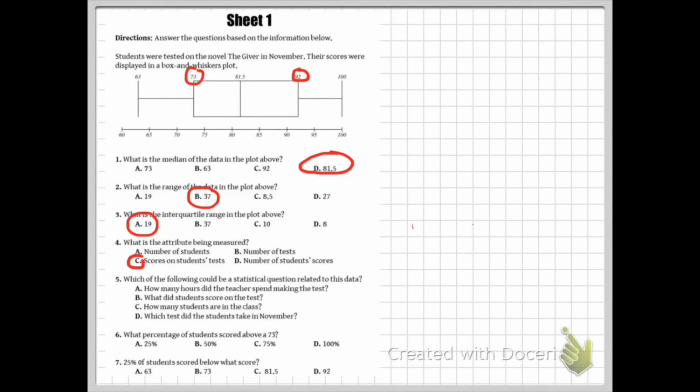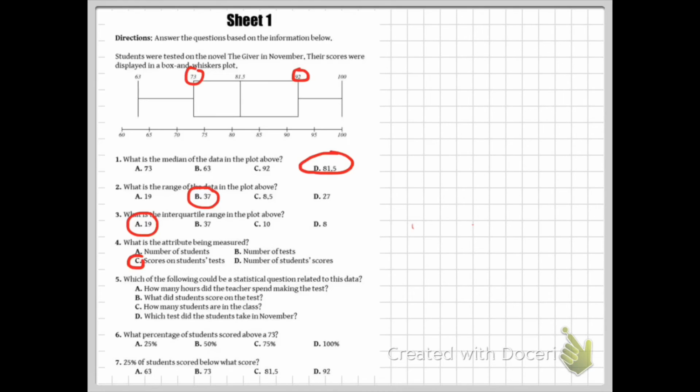Number 5, which of the following could be a statistical question related to this data? I do have a video entirely devoted to what statistical questions are. By definition, a statistical question is one that can be answered by collecting data, meaning a numerical type of answer, and where there could be a variety in that particular data. For instance, if I'm asking my kids, how much time do you spend playing games on your phone? One kid might say he spends a half hour a day, or another kid says he spends 8 hours a day. So the numbers could change, but it's a numerical type of answer that could go up and down. Just like that we have here.